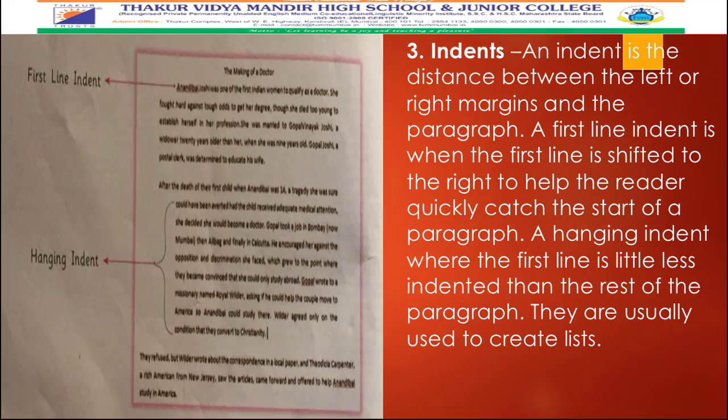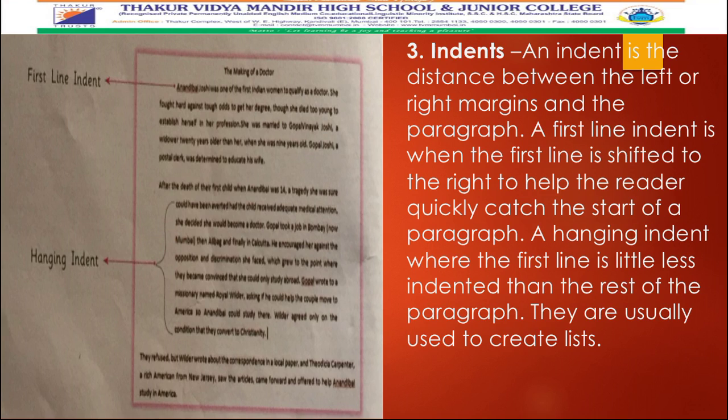Now children, in paragraph formatting, the third option is indents. An indent is the distance between the left and the right margin and the paragraph. A first line indent is when the first line is shifted to the right to help the reader quickly catch the start of a paragraph. A hanging indent is where the first line is a little less indented than the rest of the paragraph. They are usually used to create lists. Now how to apply the indents?